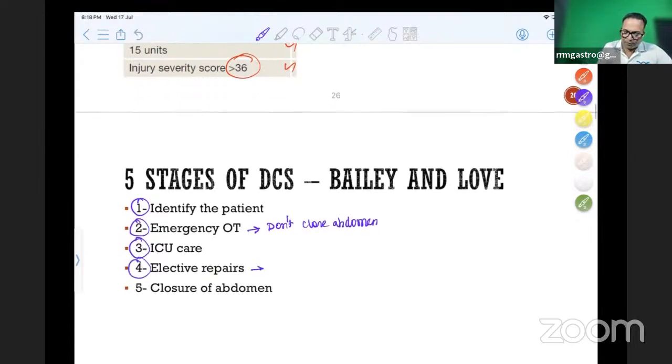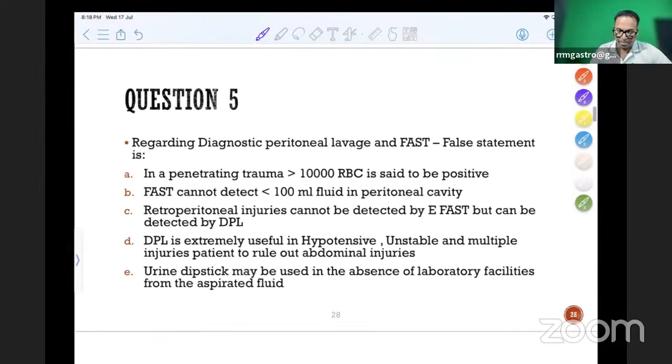Fourth step, you plan for surgery 48 hours after emergency surgery. You will plan elective repairs under the control of professors and the chief of the department. You will do the elective procedure at 48 hours, and last we close the abdomen. So these are the 5 stages of damage control surgery from Bailey and Love. Repeated MCQ: how many stages are there in damage control surgery? There are 5 stages. Stage 2 is emergency OT. Stage 3 is ICU. Stage 4 is elective OT. Stage 5 is closure of abdomen.